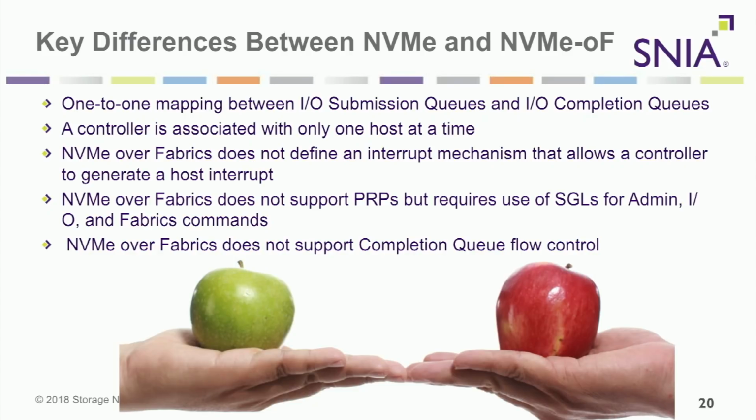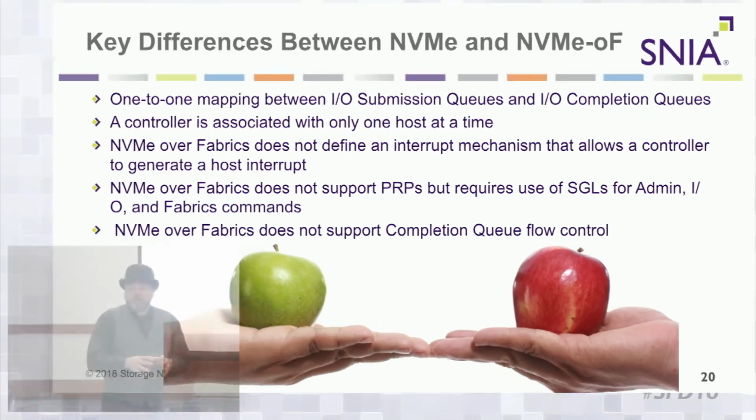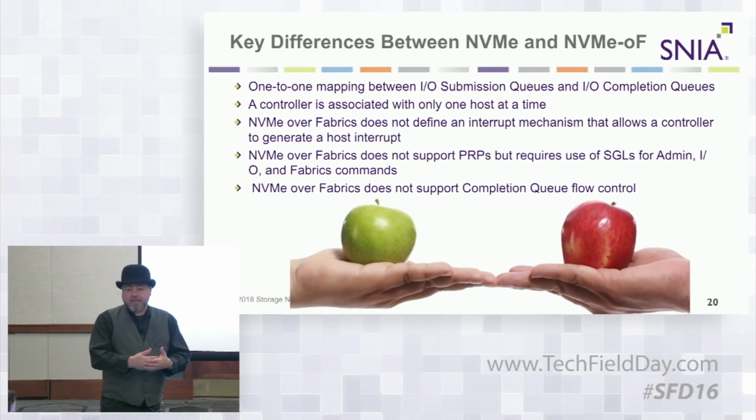NVMe over Fabrics does not support physical region pages, but requires the use of scatter gather lists for admin. Now, the difference here is, are you familiar with what the difference is between physical region pages and scatter gather lists? Not at all. Okay. A physical region page is effectively part of the mapping that we're looking at for understanding where the memory space is. A scatter gather list is an address length tuple, which effectively allows you to say, I want to start from this point and go to this offset.